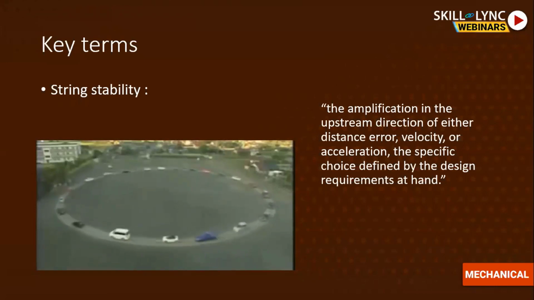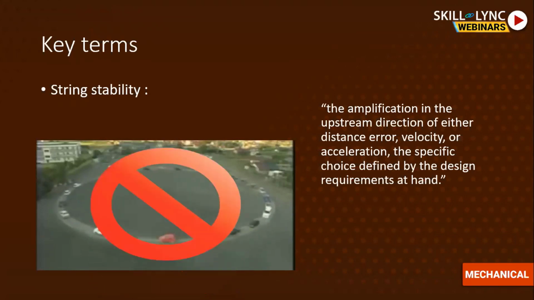At first, all the cars are equidistant, but because it's manual driving, there's some error being created between them. And when that happens, the coherence is lost. So this shows us that this was string unstable.